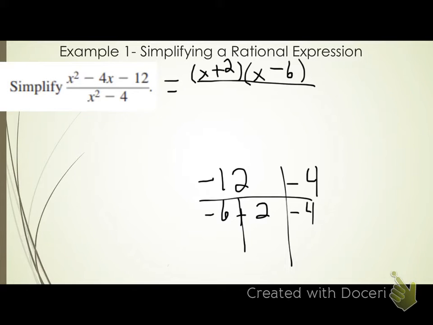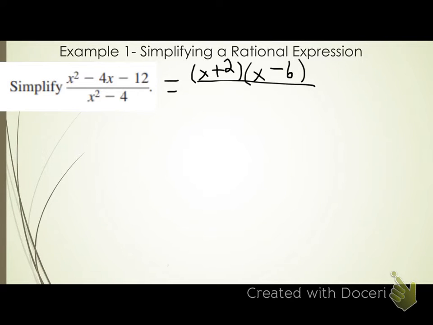Now I need to factor my denominator. Does anyone remember how to factor x squared minus 4? Did x times x minus 4? Yes, but that doesn't technically help us out a whole lot. This is a difference of squares. Do you remember how to factor a difference of squares? Take the square root of both. Take the square root of what and what? X squared and negative 4.